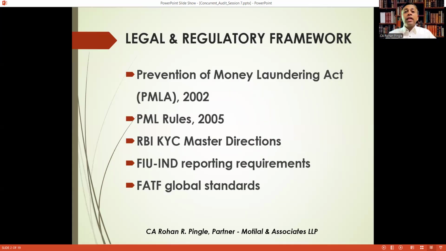Moving further, let's understand the legal and regulatory framework. The KYC and AML framework in India is governed primarily by the Prevention of Money Laundering Act 2002, that is PMLA, rules framed thereunder, the PML Rules 2005, RBI's Master Direction on KYC, reporting requirements to the Financial Intelligence Unit India, and India's commitments to global AML standards issued by the Financial Action Task Force. Concurrent auditors must remember KYC compliance is not optional. It is mandatory and statutory.